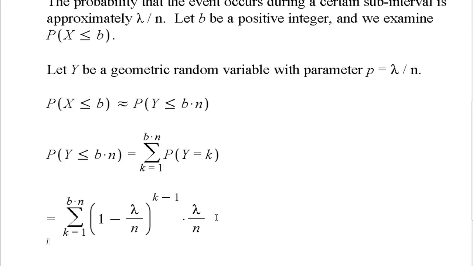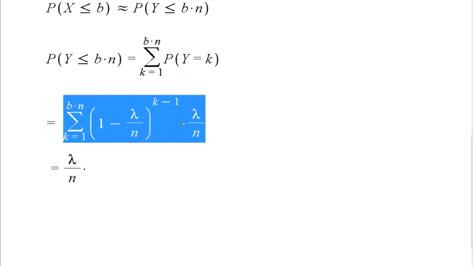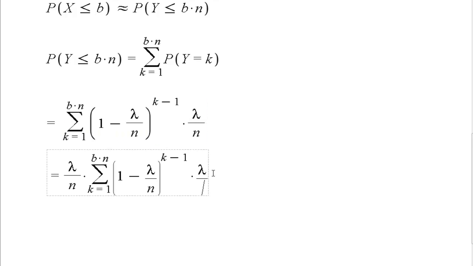Okay, I'm going to do some algebraic manipulation on this. The first thing I'm going to do is bring that lambda divided by n out front. So we have lambda divided by n times this sum. And I'm going to do something to the sum too: I'm going to re-index it. Notice that I'm summing up 1 minus lambda over n to these consecutive powers, and k is ranging from 1 to b times n. So this k minus 1 is ranging from 0 to b times n minus 1.